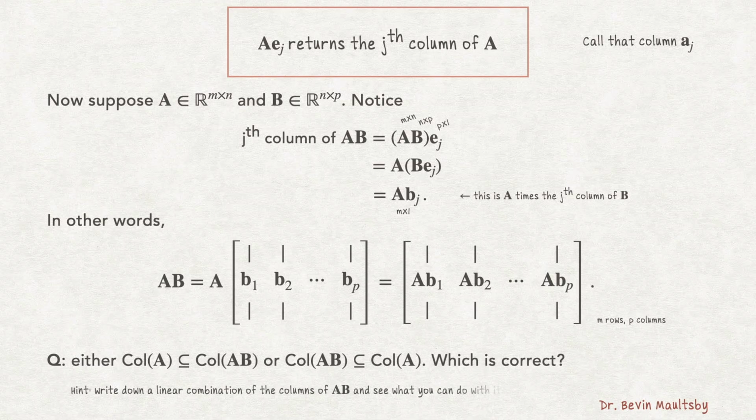Before I let you go, here's a hint. I recommend that you write down a linear combination of the columns of AB. Those are the columns that we have in the bottom right corner of our computation here. Just write down what a linear combination of these columns would look like and just see what you can do with it algebraically. Make sure that you are observing correct properties of matrix multiplication. See if you can arrive at one of these conclusions. Okay, go ahead and pause and make of this what you can.